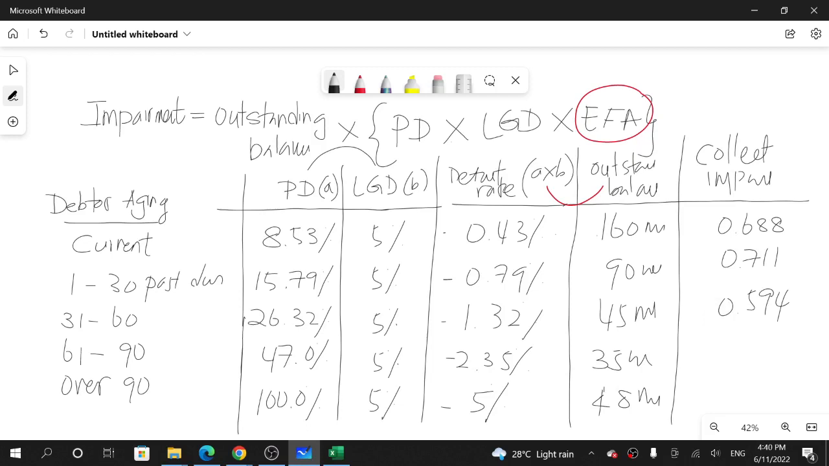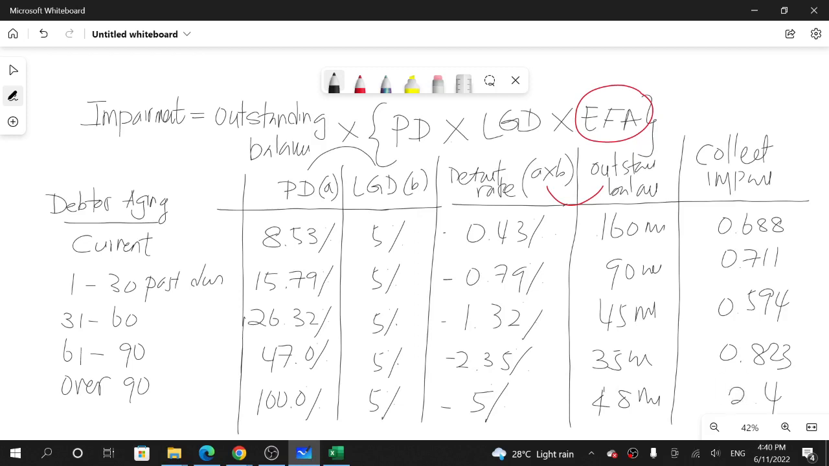Right? Then the next one is 2.35 multiplied by 35 million, that becomes 0.823. Then 48 million multiplied by 5% is 2.4.